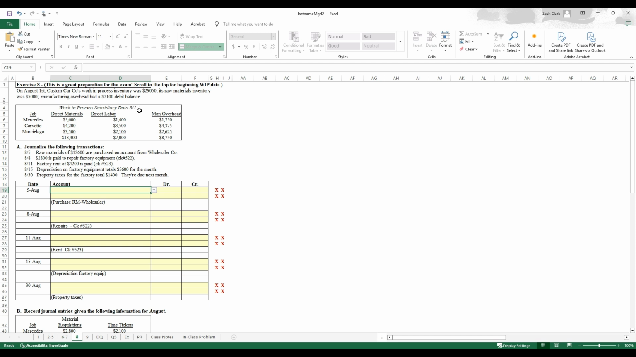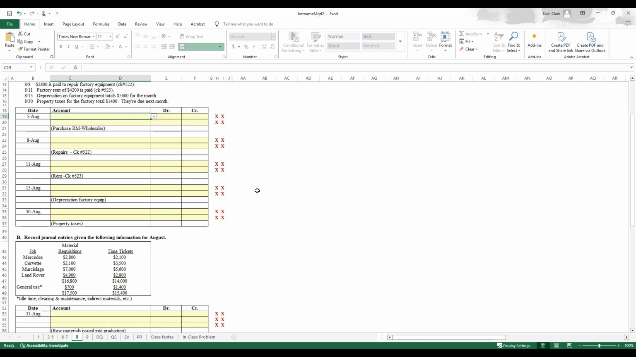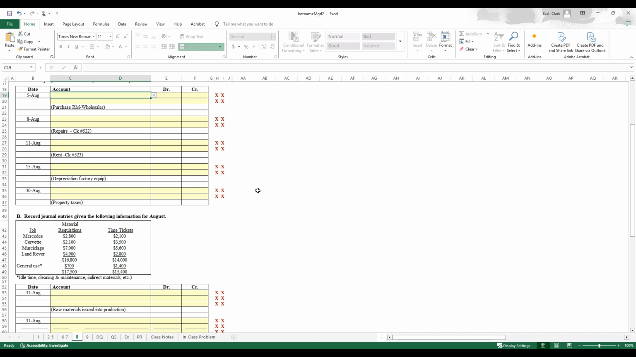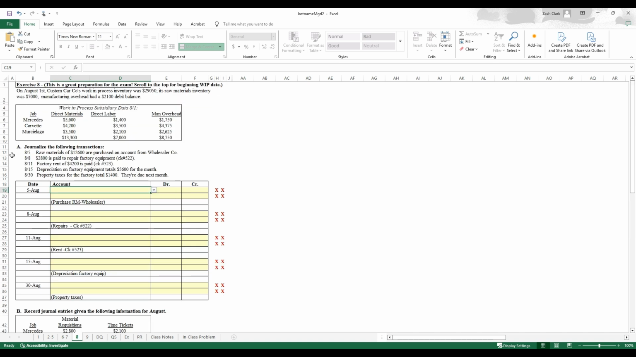So this is our work in process subsidiary data, basically the starting balances, right? Keep in mind some of that information as we go through and apply. With that said, we're going to be looking at journalizing the following transactions.